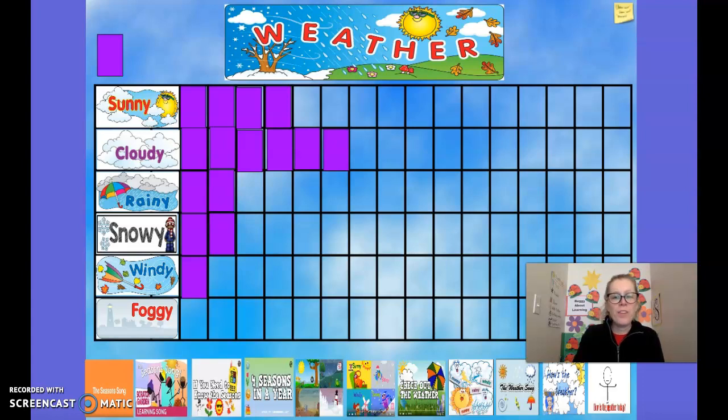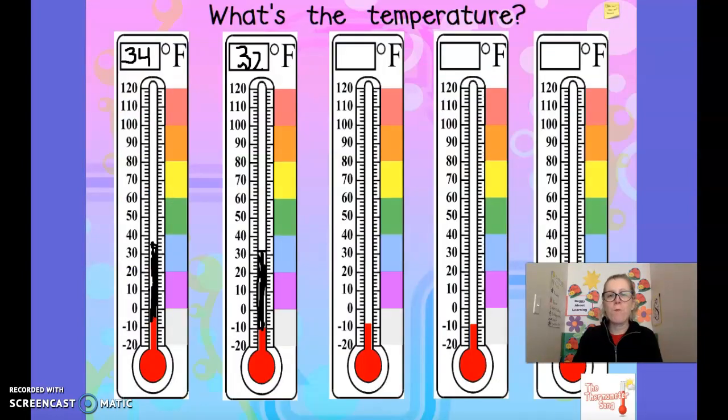Let's check our weather today. Outside my window, the weather is sunny today. Yay! And hopefully it will be a little bit warmer today. I think I saw that the weather today was going to be about 43 degrees. Ooh, let's look at our thermometer. Let's see. It was 34. 32. Today's going to be 43 degrees.